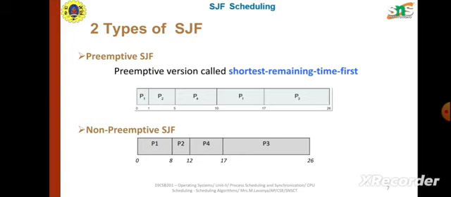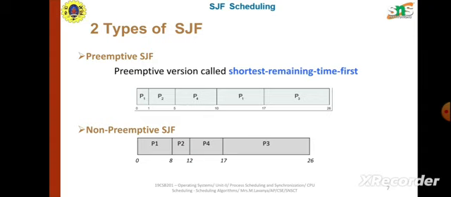Preemptive SJF is also known as shortest remaining time first algorithm. Preemptive SJF is nothing but if a shortest burst time process arrives while a longest burst time process is executing in the CPU, the current process which is executing with the largest burst time will be preempted and it will be placed in the waiting queue, and the newly arrived process with the shortest burst time will be allocated for the CPU and it will be executing.